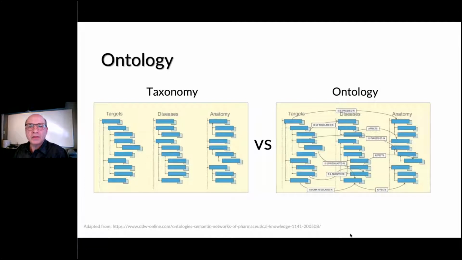Now, as the first step to creating intelligent or enriched content is to provide structure, ontologies are at the far end of that scale. You start by providing structure. Then you tag content with metadata to provide context. After that, you create taxonomies, which are organized hierarchical structures that allow you to define the relationships of information within one realm, such as targets, diseases, or anatomy, as we see here on the left.